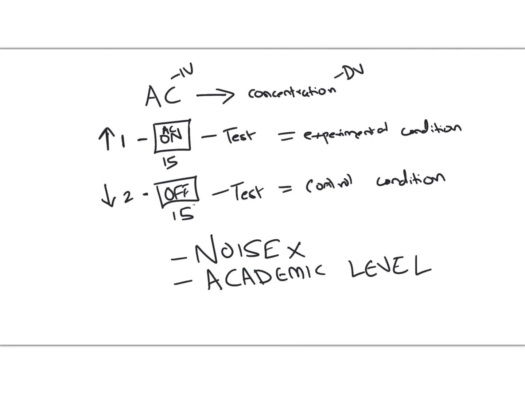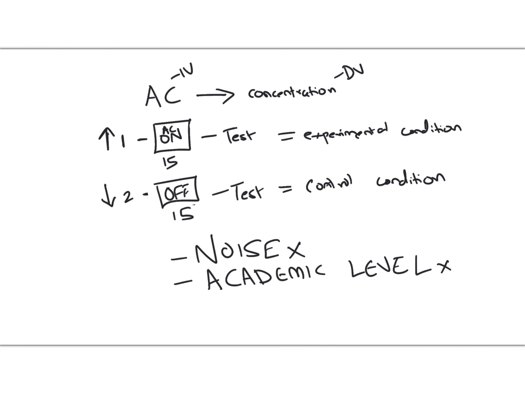Academic level now. So instead of splitting the participants randomly, what we can do is we can look at their academic records. We can see who's a good student, who's not, and we can split them into the two groups evenly. So an equal number of students with an A, B, C, D grade can be put in the AC on group, and an equal number of students with A, B, C, D grades in the AC off group. So now any difference in the results of the two groups cannot be due to their academic level because we've matched them in terms of this.